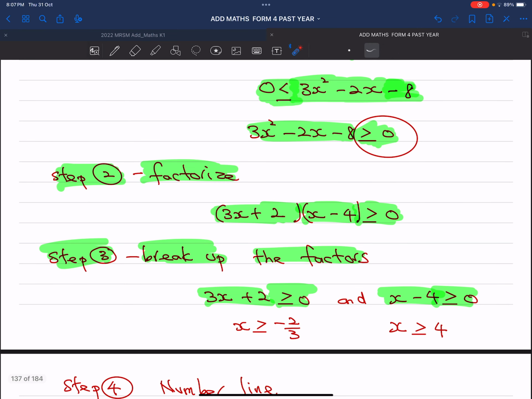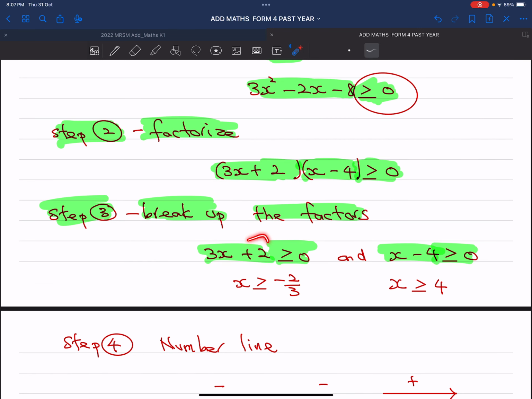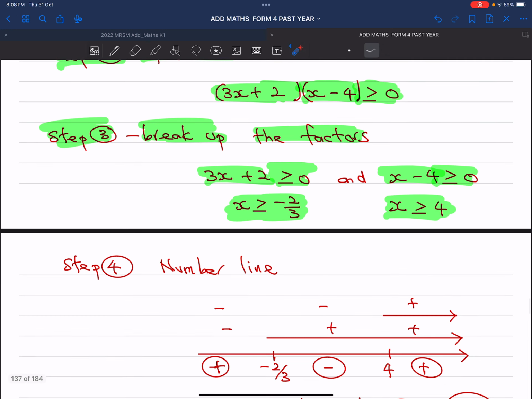And I remind you, if here is less than 0, when you break up, it is still more than 0. Every time you break up, it must be more than 0. So from the third step, the plus 2 transfer, the 3 transfer, I would get x more than or equal to negative 2 over 3. And the second one, negative 4 transfer, I get x more than or equal to 4. These two are not the answer, because we still have step 4, the line number.